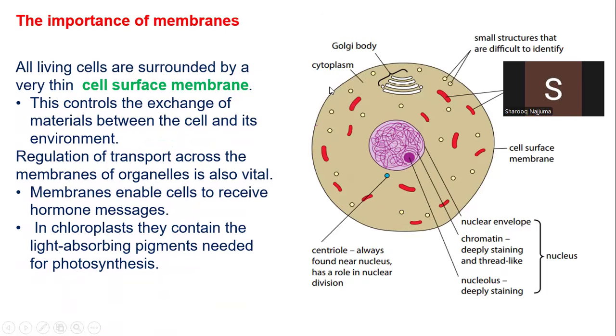Some membranes receive messages in the form of hormones, although we are not going to concentrate on that. Some membranes, like in the chloroplast, contain pigments that are used in absorbing light. This will be covered in photosynthesis. But in this lesson, we are mainly going to concentrate on how the membrane controls exchange between the cell and its environment.